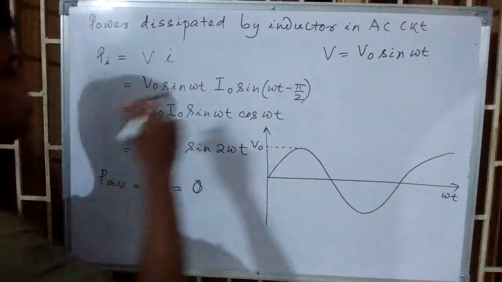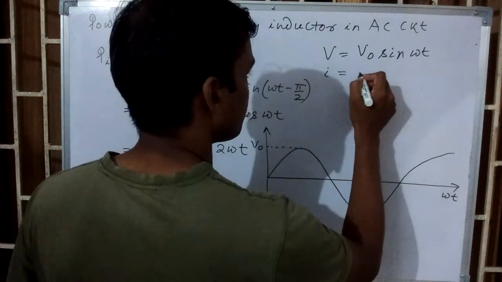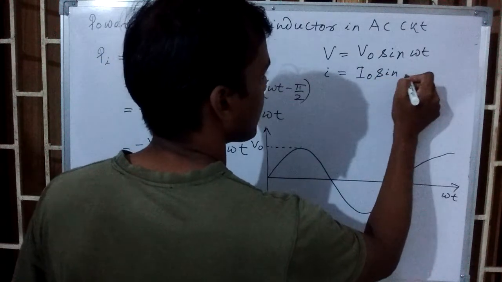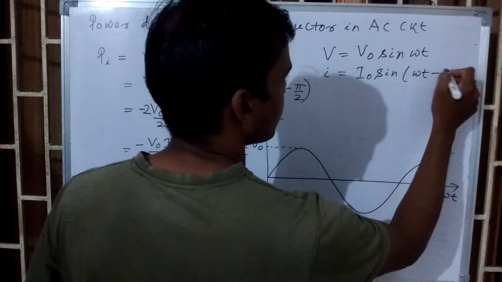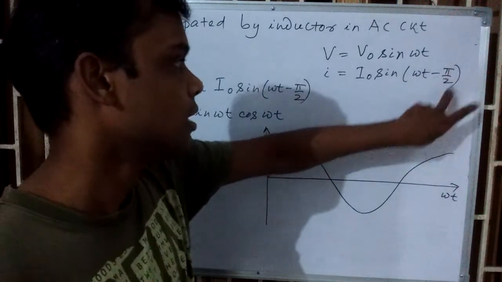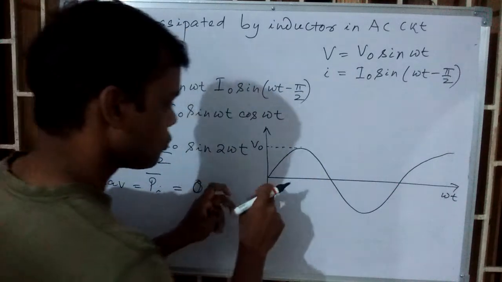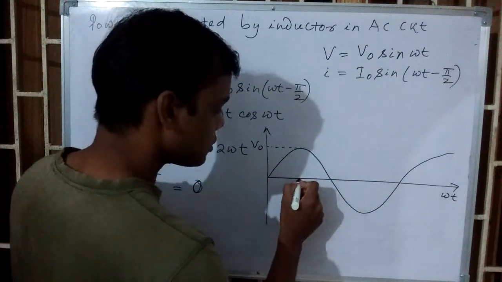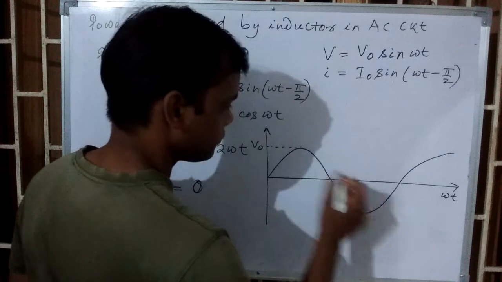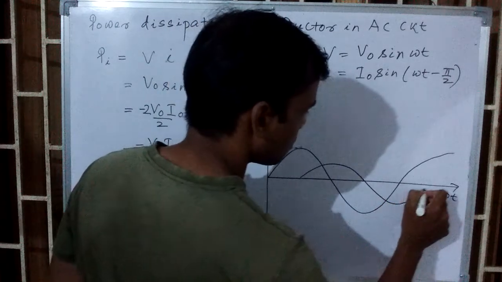Now how to draw I? I was I naught sin omega t minus pi by 2. It is a sine wave but late by 90 degrees. That means a pi by 2 phase shift to the right. If you go for a pi by 2 phase shift to the right, this is the point pi by 2, so the current will start from here. If you go like this, the current will be like this.